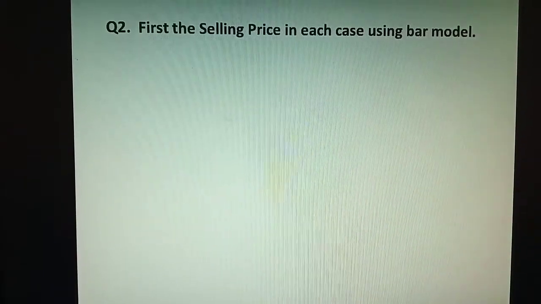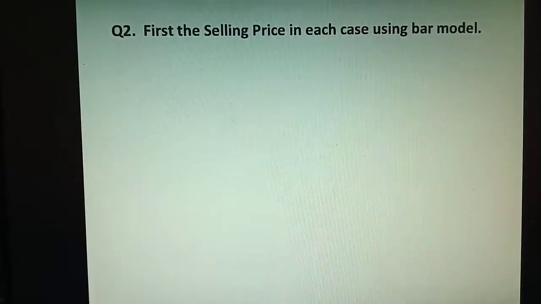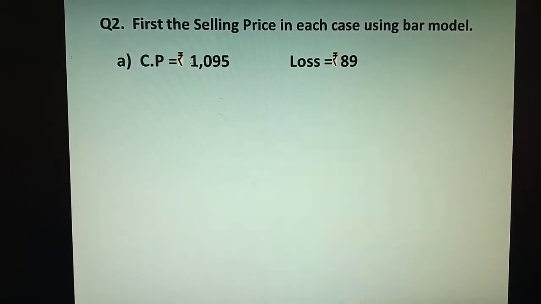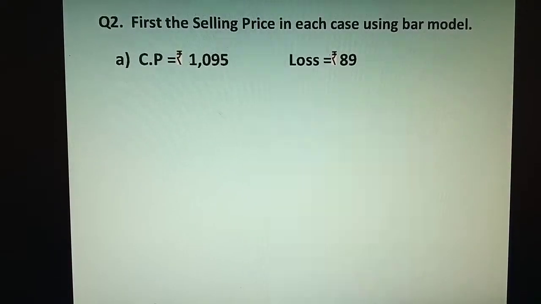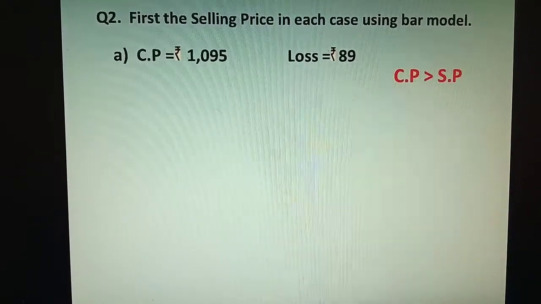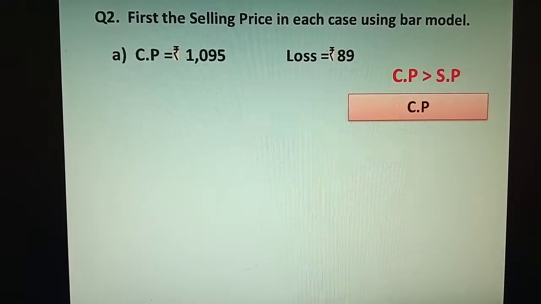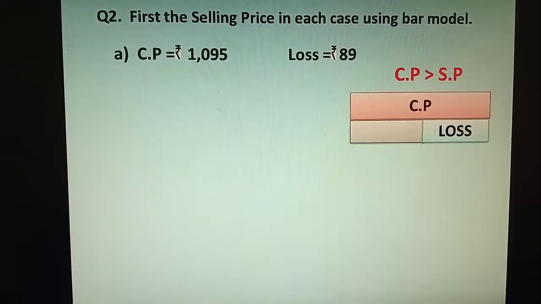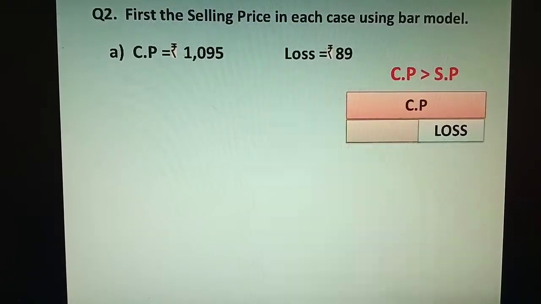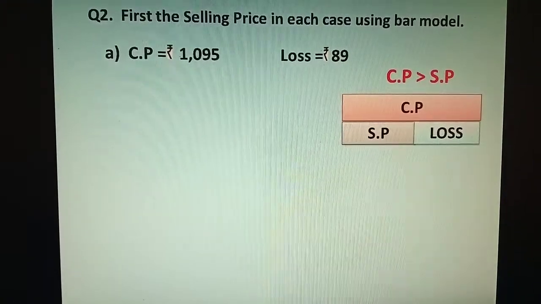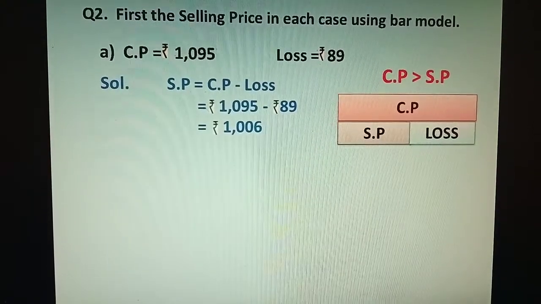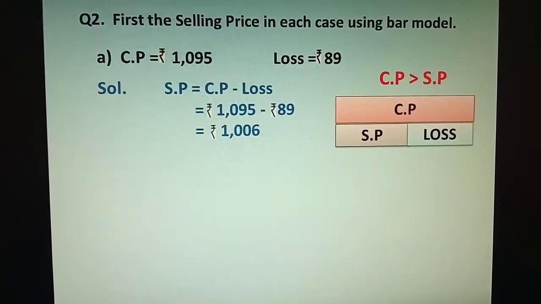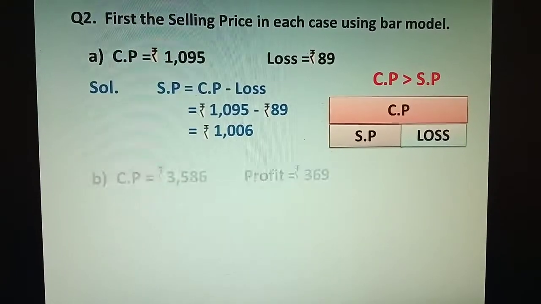Let's see the next question. We have to now find the SP using the bar model. Now CP and loss are given to us and we have to find the SP. Since it is a loss, CP is greater than SP. CP will be in the upper bar, the whole part, and SP and loss will be in the lower parts. So to find the SP, that is a part, we will subtract CP minus loss. So on subtracting 1095 minus 89, we get 1006 rupees. Let's see another question.